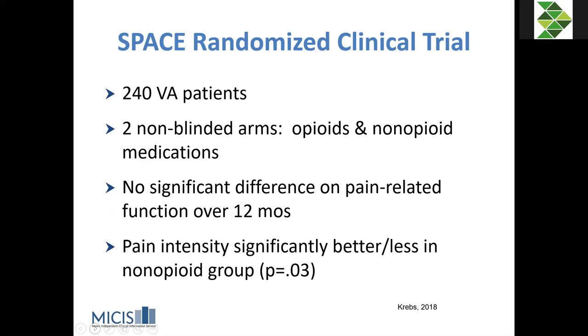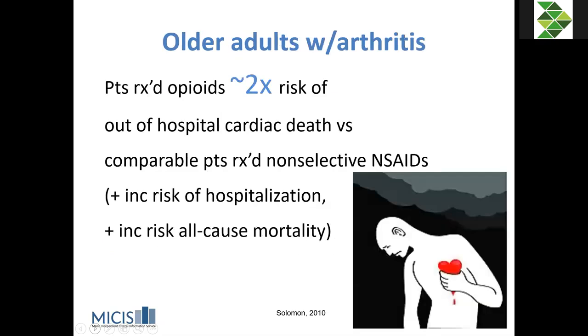The really interesting findings from the study were that at the end of 12 months, there was no significant difference in pain-related function. So the patients who didn't get opioids were able to function just as well as the patients who did get opioids. And then more importantly, the patients who didn't get opioids had less pain at the end of 1 year than the patients who were treated with opioids. So this study is a start. It's not huge numbers, but it's a start. It's sort of the first study that we have that follows people for a full year.